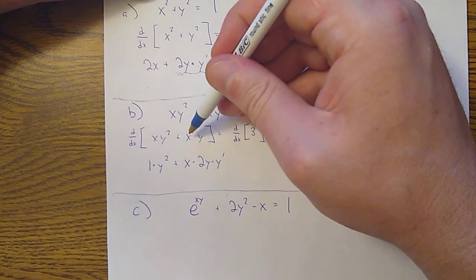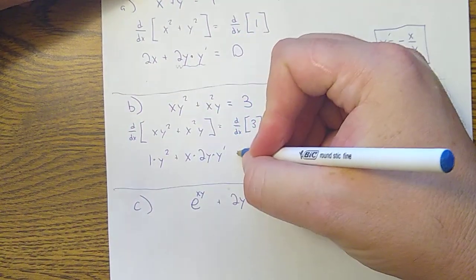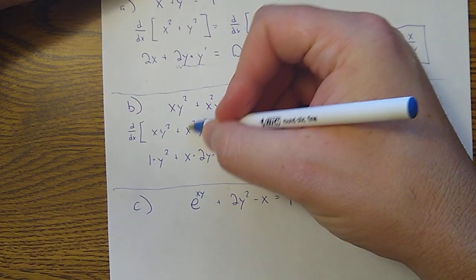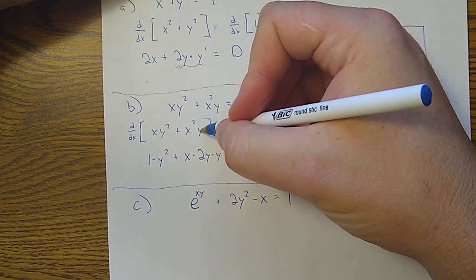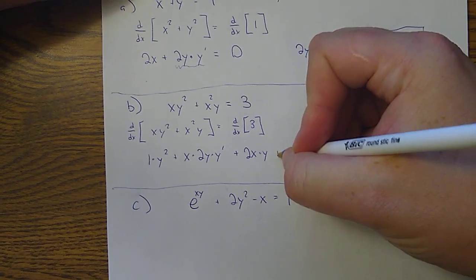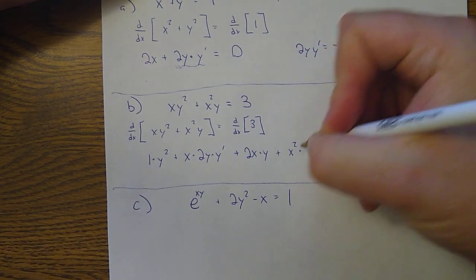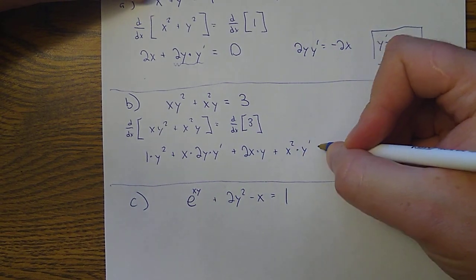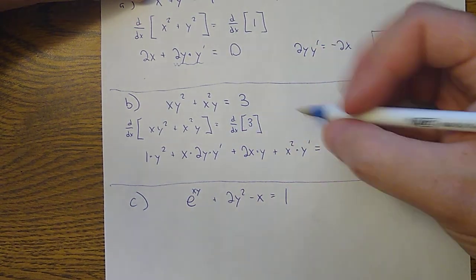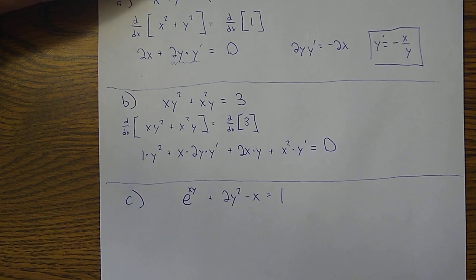Okay, and then I move on. I've got to do this part. This is another product rule, so the derivative of x squared is 2x times y, because I leave that alone, plus x squared times the derivative of y. The derivative of y is y prime. And that would equal 0, because that's the derivative of 3.